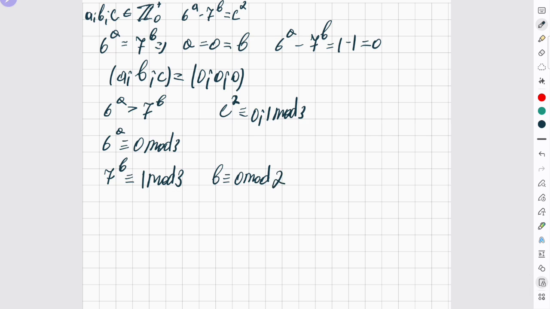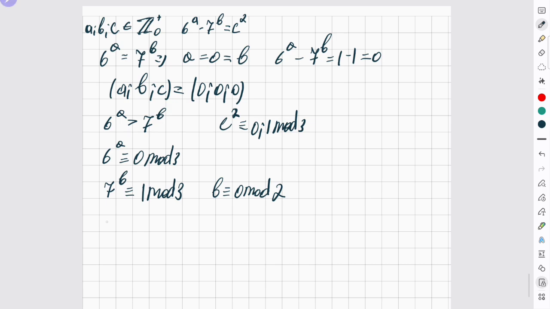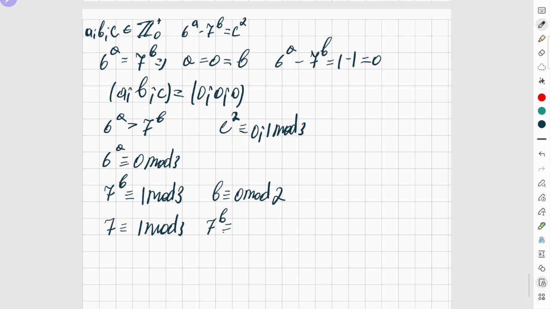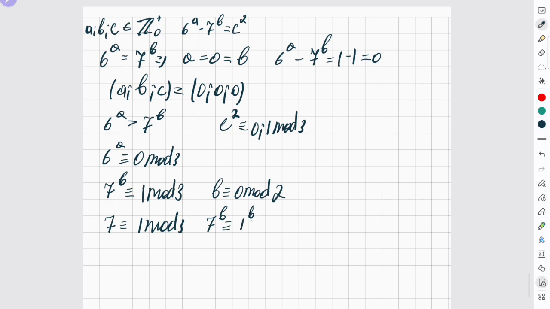However, in this case, 7 itself is 1 mod 3. So it means that 7 to the power b is 1 to the power b mod 3, and in any case 1 to the power b, when b is an integer, will be 1 mod 3. It means that in this equation in mod 3 we will get 0 minus 1 is equal to either 0 or 1 mod 3.